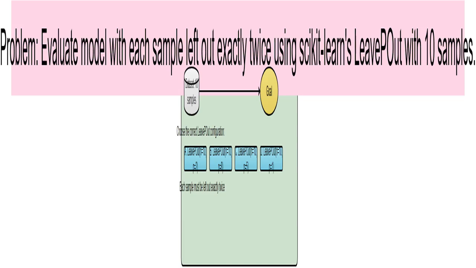The core challenge is to find a way to evaluate a machine learning model using a specific cross-validation technique, LeavePOut, where each data point is left out for testing precisely 2 times. It's a bit like making sure everyone gets a fair chance to be tested. It introduces the key concept of ensuring every sample is left out twice during model evaluation.